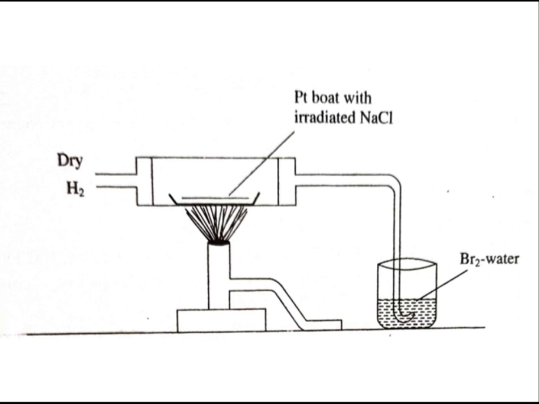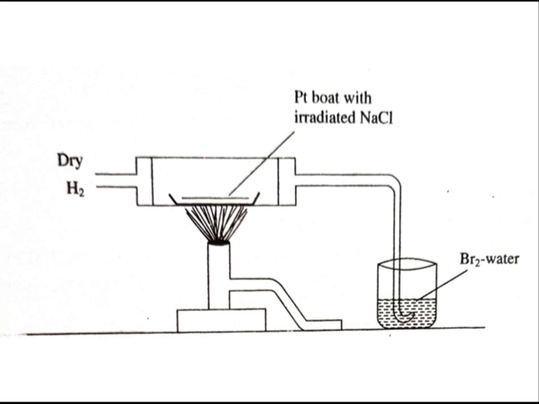The irradiated sodium chloride is allowed to stand for about a week, when the sodium 24 and the chlorine 38 decay completely. In this platinum boat, you can see the irradiated NaCl. Initially we take the NaCl where Na is 24 and the chlorine is 38. That sodium chloride is kept there for a week.